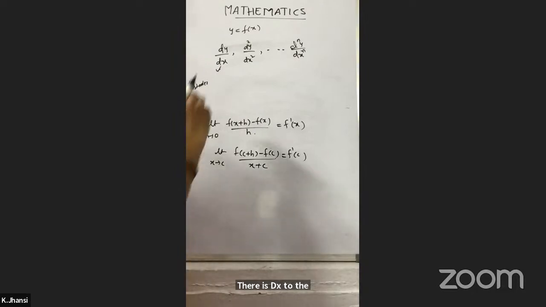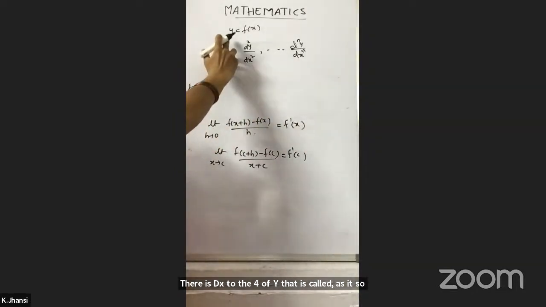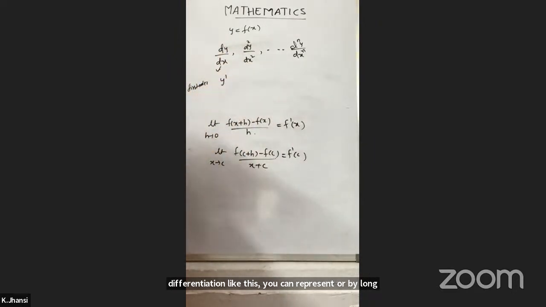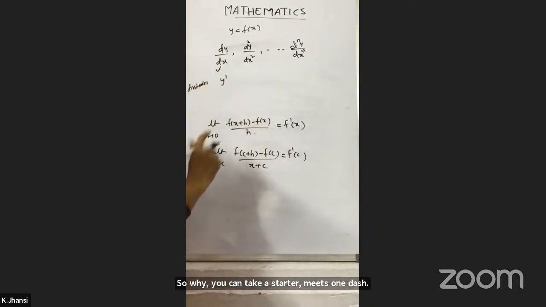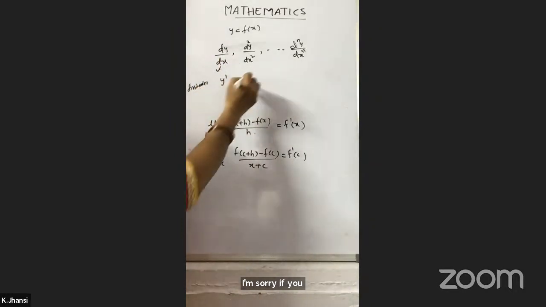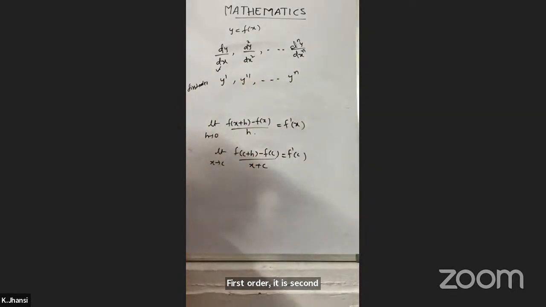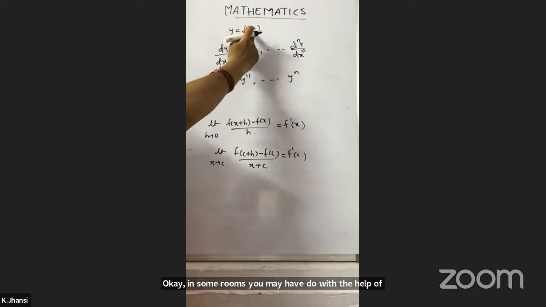Okay, so differentiation can be represented like this, or you can take y. So for y, first order means one dash. Upside, if you take one dash, it is called first order. Two dashes is second order. And so on, like this, y to the power of n. This is called the nth order.